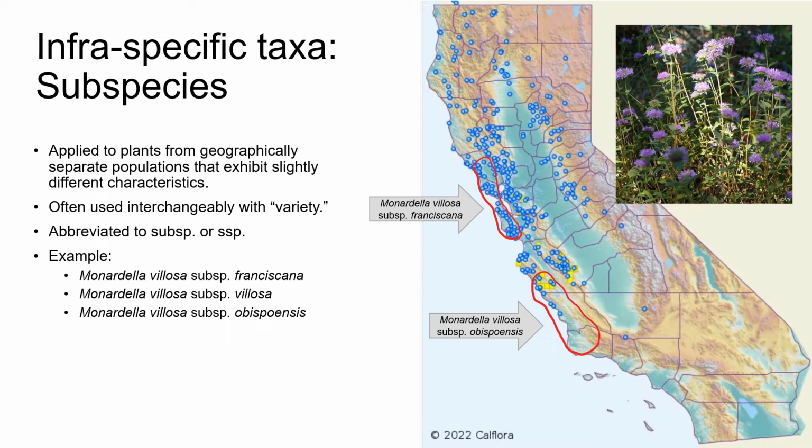Subspecies is usually applied to plants from geographically separate populations that have slightly different phenotypes. Phenotype refers to a set of observable differences, and in plants could refer to differences in growth habit, flower color, leaf size, or plant size. Subspecies is often used interchangeably with variety by taxonomists.